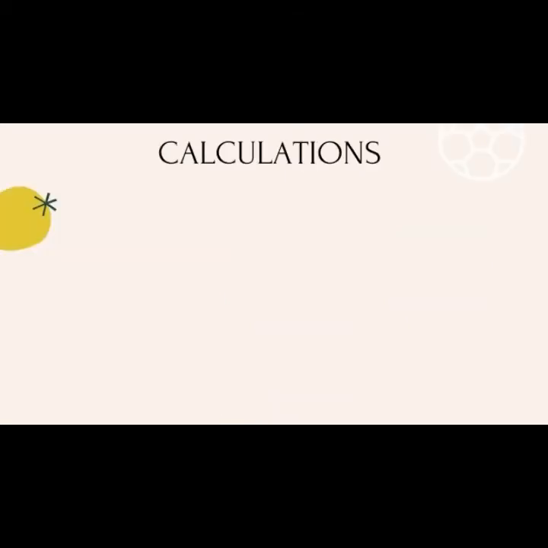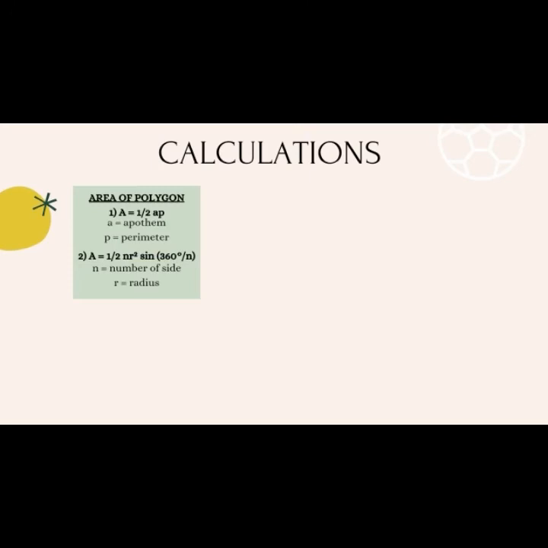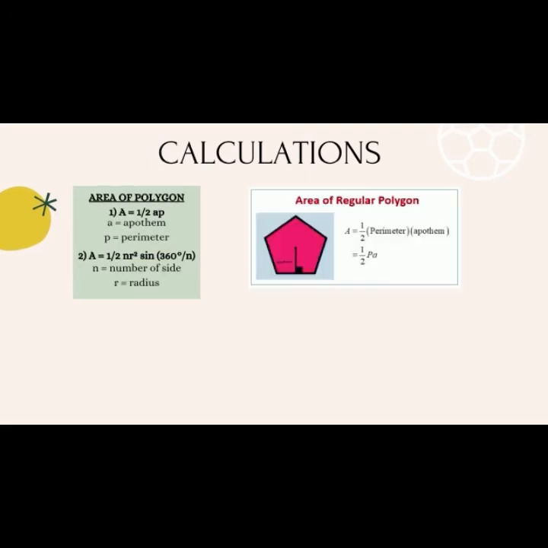Area and volume calculation. Area of polygon. It has two formulas. The first one is area equal to 1/2 a p, where a represents apothem and p represents perimeter. The second formula is area equal to 1/2 n r square sin 360 degrees per n, where n represents number of sides and r of course represents radius.